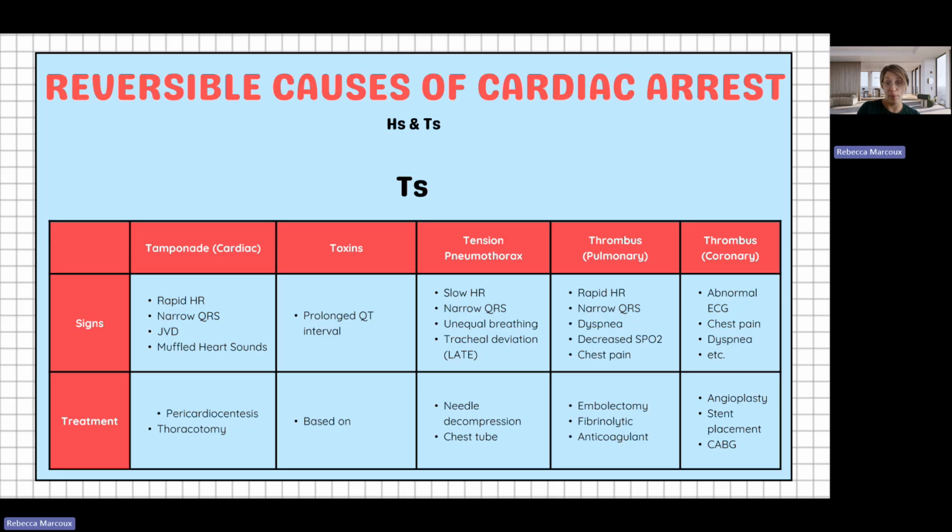So we could have a pulmonary thrombus, we could have a coronary thrombus. With a pulmonary thrombus, you might see a rapid heart rate. The patient will be suddenly short of breath. They might have a sudden decrease in SpO2. They might have chest pain.